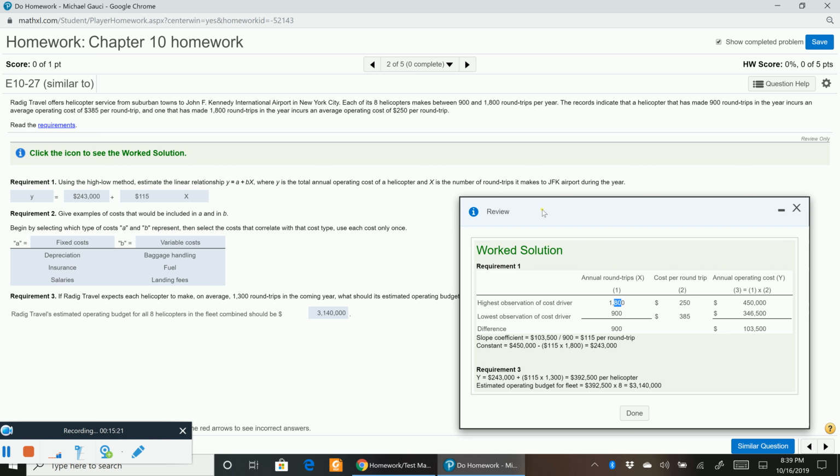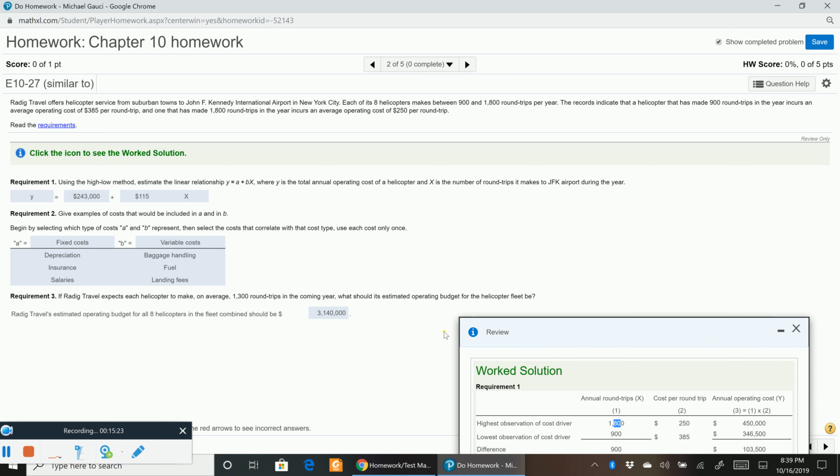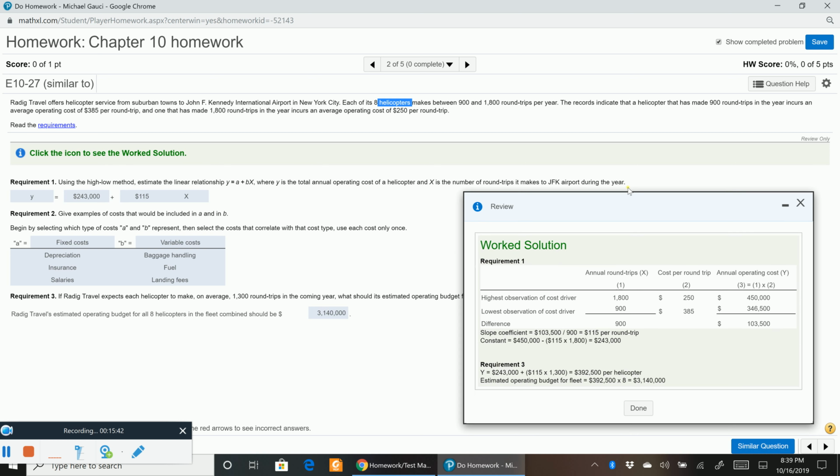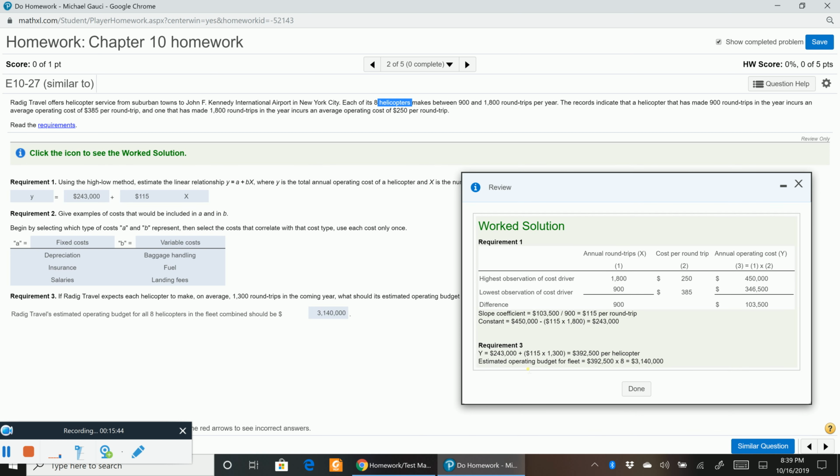Okay, and let me just go through the last question. It says, if this travel company expects each helicopter, and remember there are 8 helicopters in the fleet, if each helicopter on average makes 1,300 round trips in the coming year, what will be the estimated operating budget? Well, we're going to use our formula.